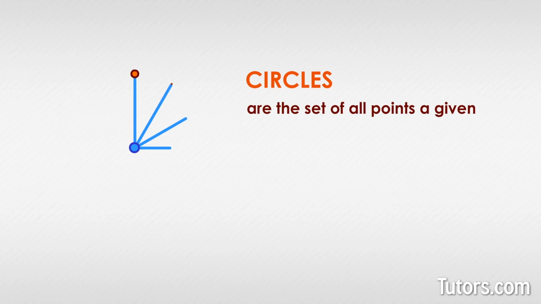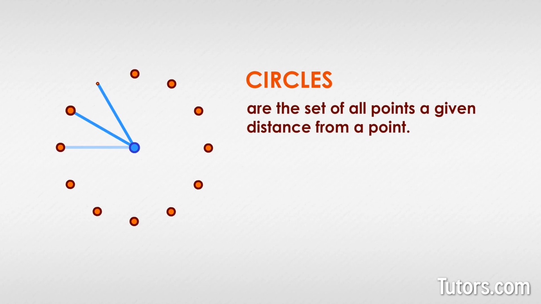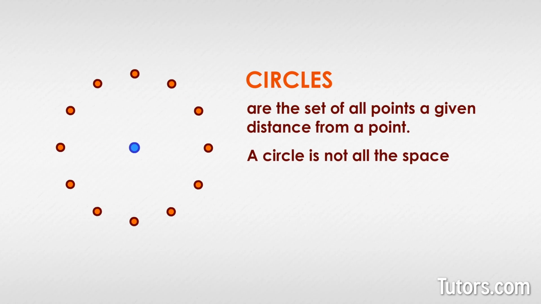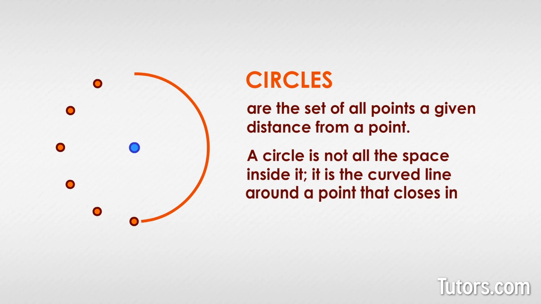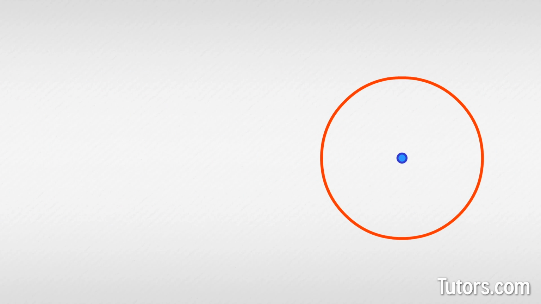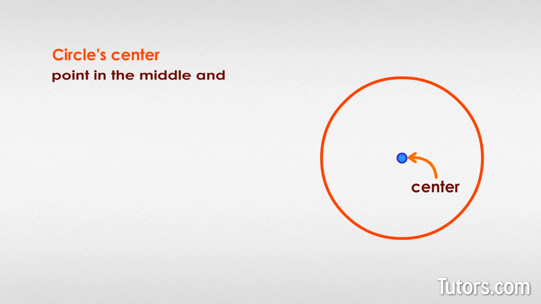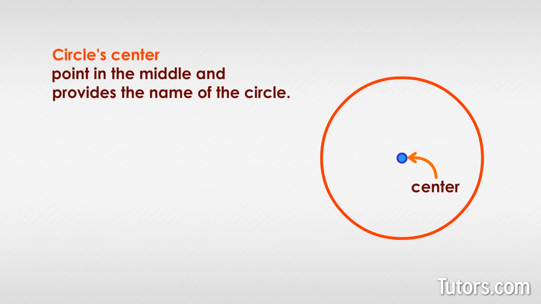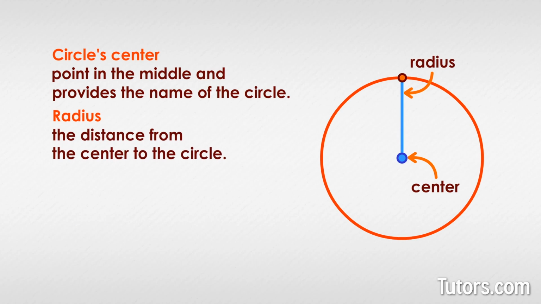Circles are the set of all points a given distance from a point. This means a circle is not all the space inside it. It is the curved line around a point that closes in a space. A circle has a center, which is that point in the middle, and provides the name of the circle. A circle can have a radius, the distance from the center to the circle.